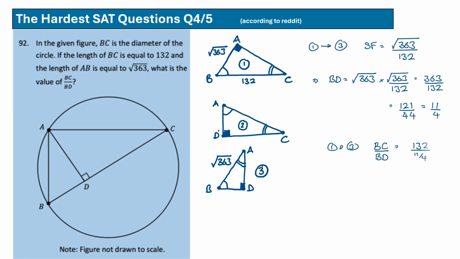Well, that's just going to be BC over BD, which is 132 over 11 over 4. You can keep, change, flip, or you can just divide by 11 and multiply by 4. It's the same thing, and you are going to get 48. So my final answer from this fairly horrible looking question is just a nice straightforward 48. If you got that, well done. I think this is a pretty difficult question, but if you just work your way through, it falls out quite nicely.